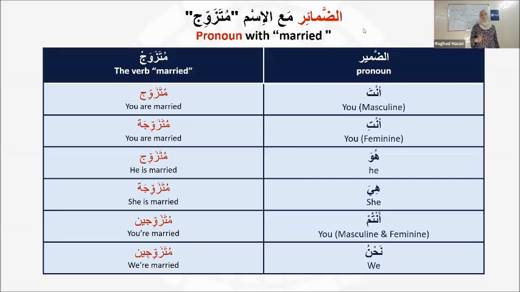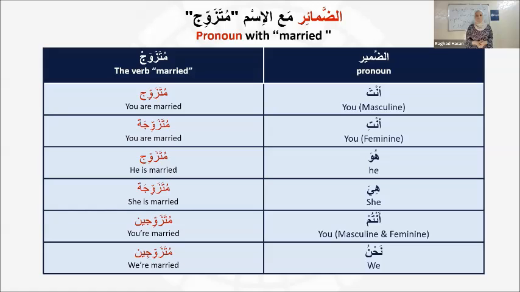So now let's conjugate متزوج with a pronoun. So أنت, you masculine, متزوج. أنت متزوجة. Just like متزوج and I put تاء for you feminine because it is feminine. So أنت متزوجة. هو متزوج. So أنت, you masculine, and هو, he, are the same. So أنت متزوج وهو متزوج. هي, she, is the same as أنتِ, you feminine. So أنتِ متزوجة and هي متزوجة. The same.